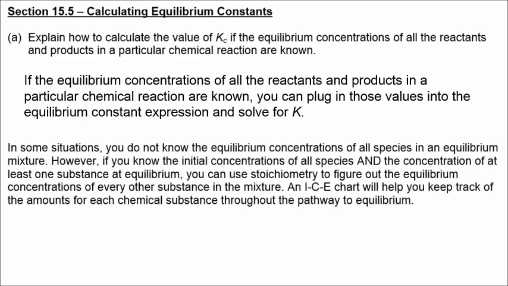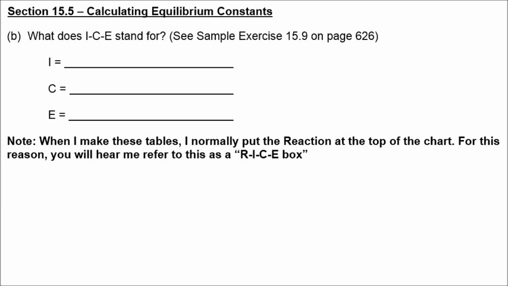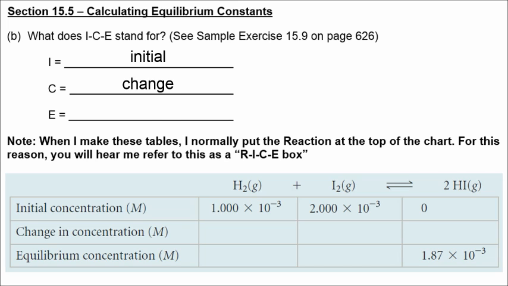However, in some situations you do not know the concentrations of all the species in an equilibrium mixture. As long as you know the initial concentrations of all species and the concentration of at least one substance at equilibrium, you can use stoichiometry and what I call an ICE chart or an ICE table to keep track of the amounts of each chemical substance. So ICE stands for initial, change, and equilibrium. And I will call these either an ICE table or an ICE box, and I might put the word reaction at the top and call that a RICE table or a RICE box.